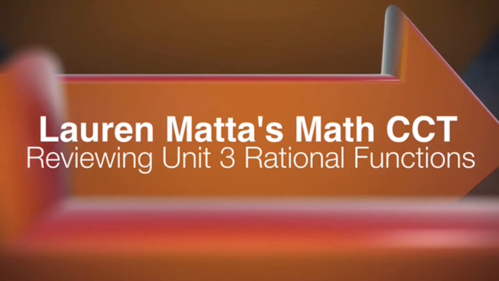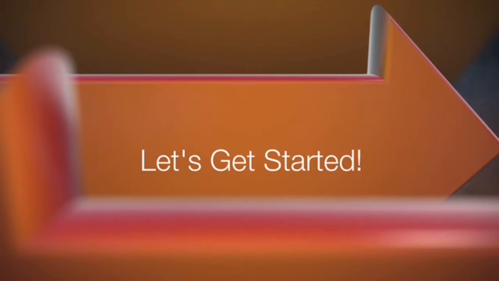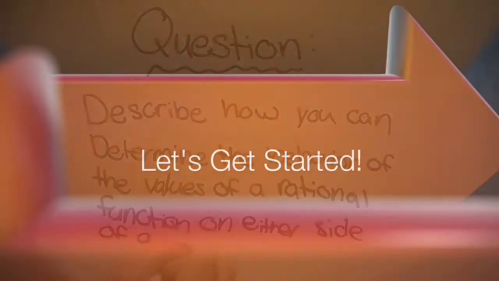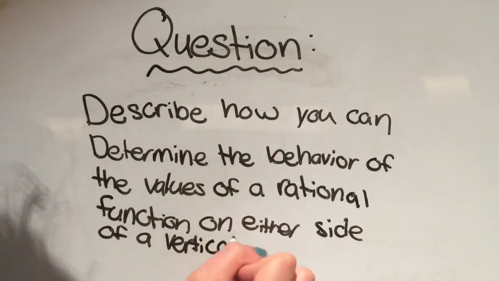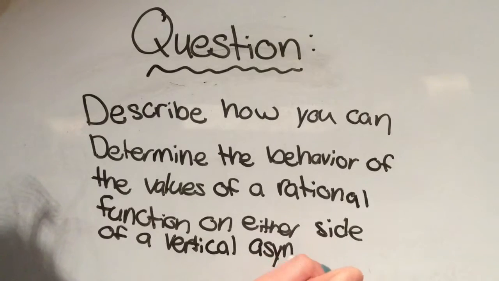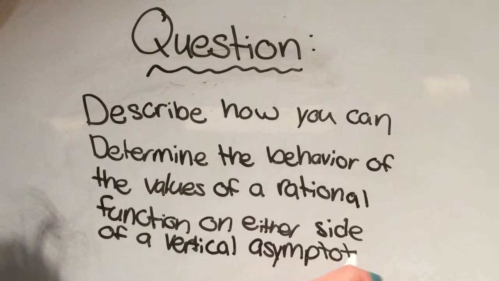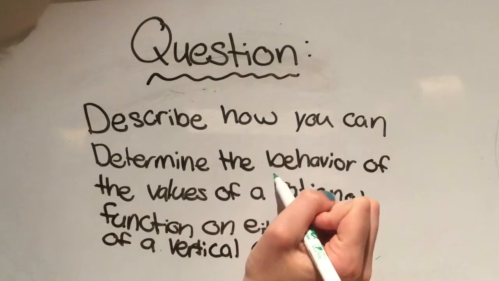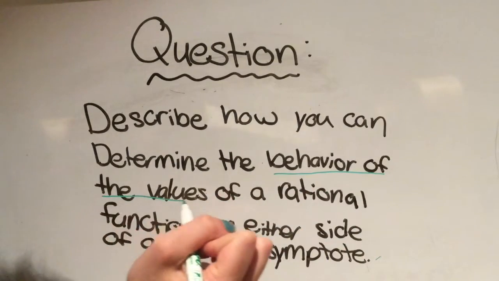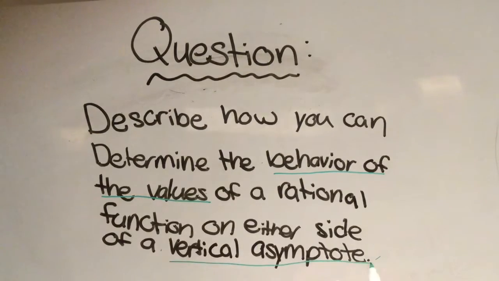Hello viewers, in this video I'll be going over the concept of behavioral values of a rational function in regards to the vertical asymptote. This question states, describe how you can determine the behavior of the values of a rational function on either side of a vertical asymptote. Overall, this question will focus on finding the ending behavior of a graph as it approaches the asymptote and finding the vertical asymptote.